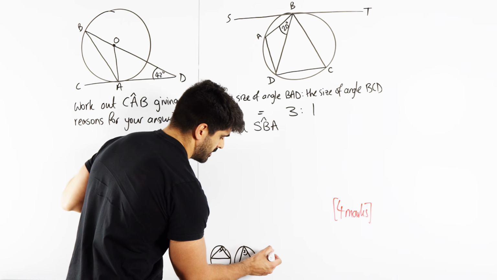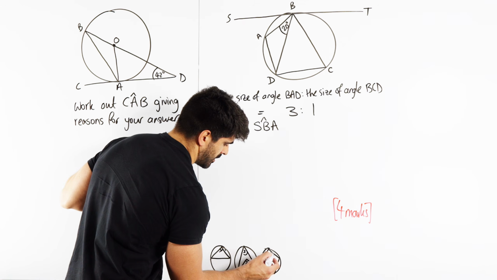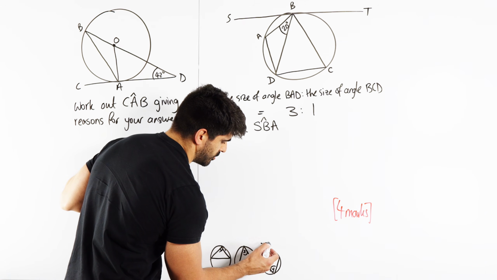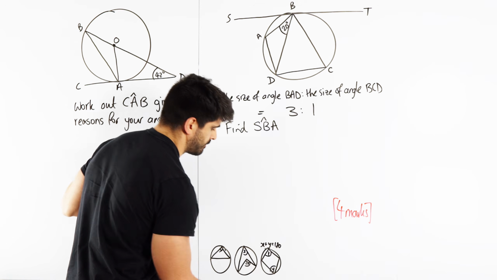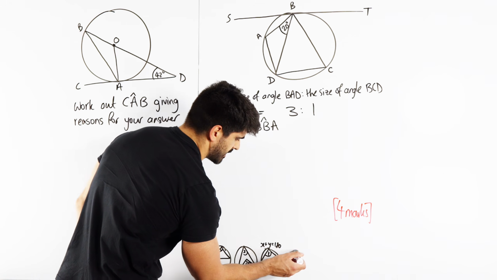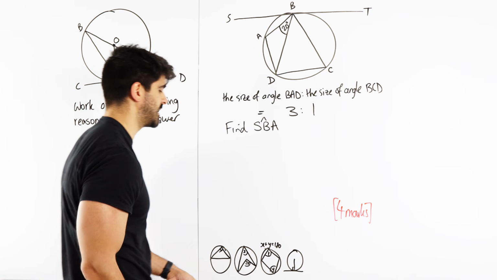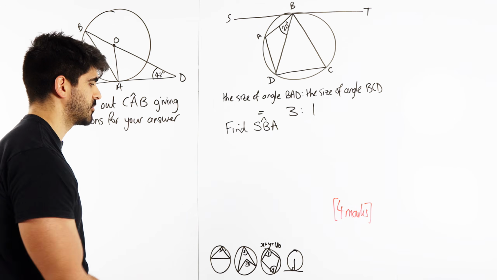The next one, we could talk about this one. Opposite angles in a cyclic quadrilateral add up to 180. Another one is tangent meets radius at 90 degrees. Okay, so I'm saying them. You guys feel free to write them down.